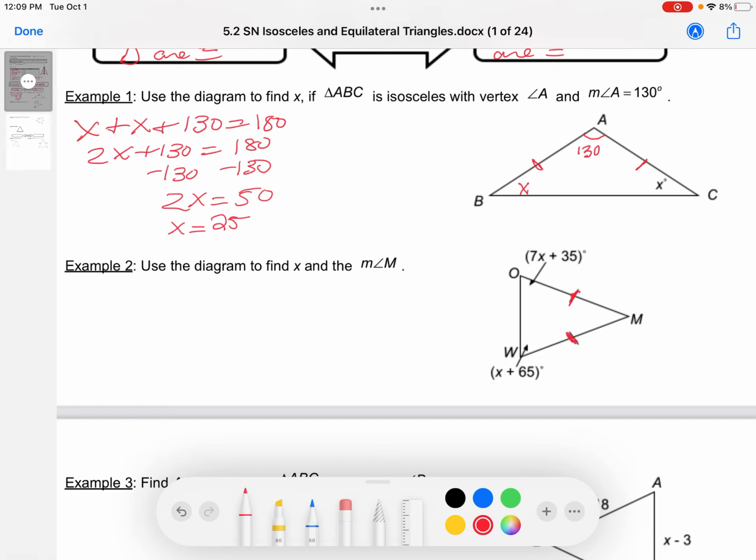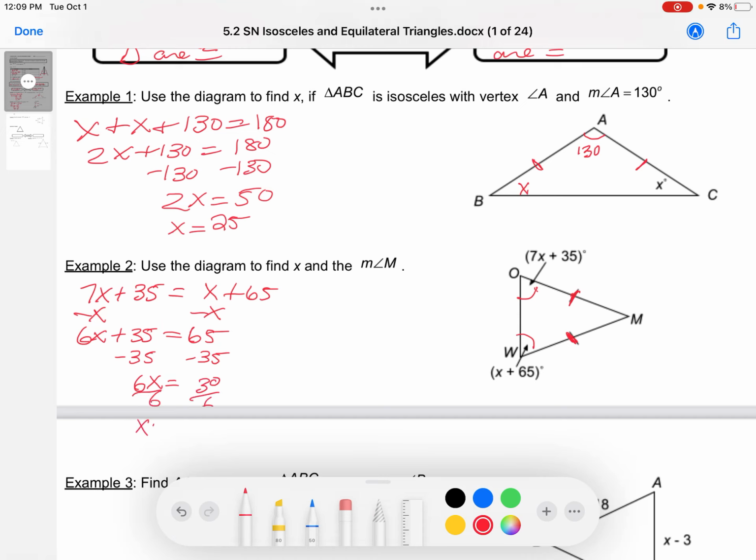Okay, isosceles triangles: these two sides are congruent based on the tick marks. If those two sides are congruent, the opposite angles are congruent, making 7X plus 35 equal to X plus 65. The base angles are congruent, so 6X plus 35 equals 65. I subtract 35 from both sides, so 6X equals 30. Divide both sides by 6, so X equals 5.